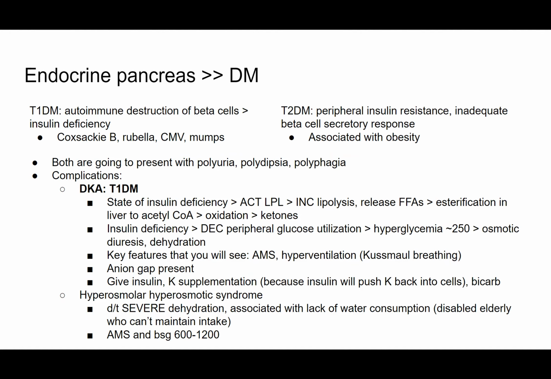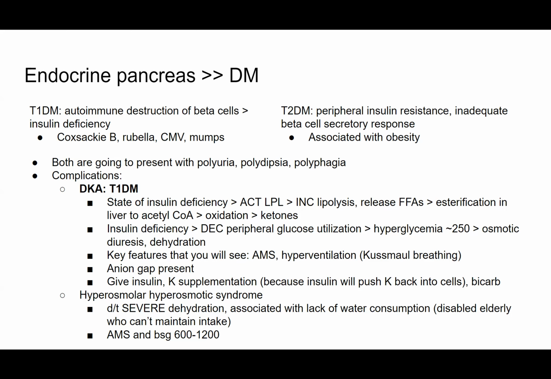Of course, go understand the physiology of everything. But for your exam, I'm going to tell you what I want you to focus on. So type 1, just the autoimmune destruction of the beta cells. It leads to an insulin deficiency. If they throw this at you, they like to associate it with Coxsackie B infection. That's a really big one, but also rubella, CMV, mumps. Then type 2 is peripheral insulin resistance and inadequate beta cell responses associated with obesity.